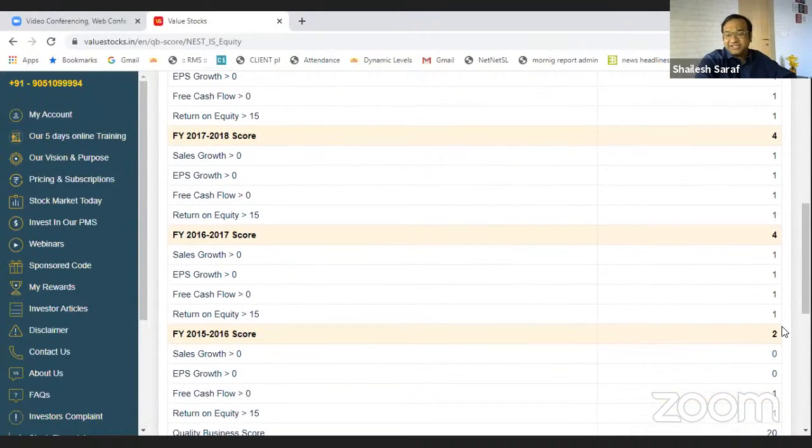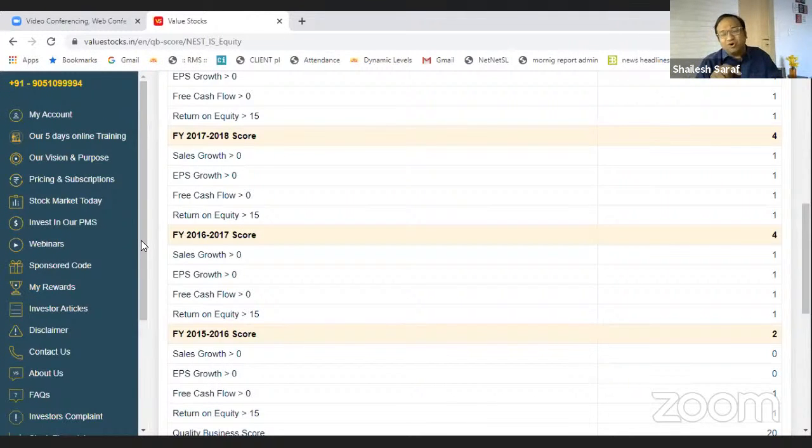Okay, only in 15-16 there was not enough sales growth and EPS growth because of the Nestle problem during that time, the Maggi problem. But after that, Nestle has been able to do continuous sales growth and EPS growth despite the economy. So this is a very simple logic: if the company is able to do sales growth and profit growth despite all the economy problems, that means it is a great company. Okay. So this is the greatness of Nestle. So that is the first thing you need to learn.